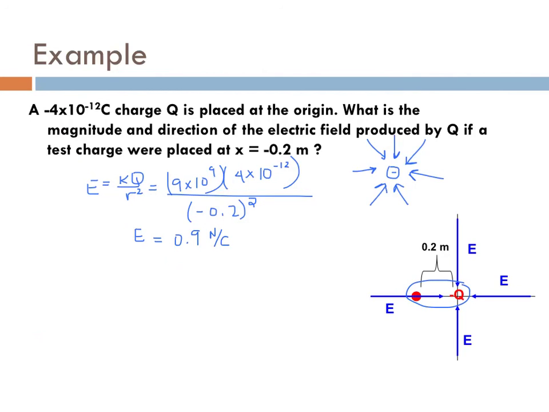Now, it did ask for magnitude and direction. Because this is a negative source charge, then we've already determined that our electric field is going to be moving to the right at this particular point.